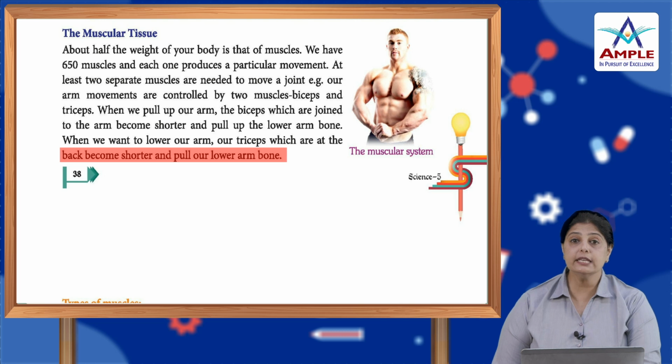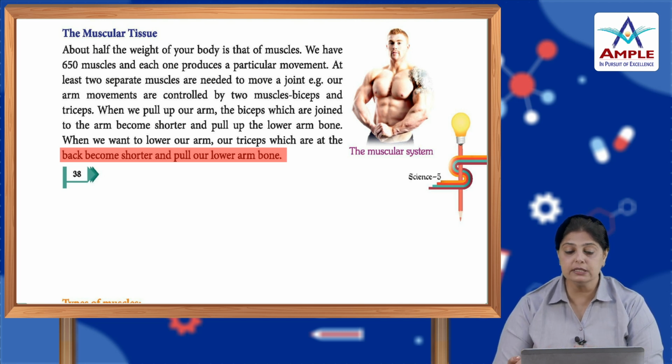So, the muscles help the bones in movement. For any particular movement, or to move a joint especially, there are 2 separate muscles involved. So, arm movements are controlled by 2 muscles, biceps and triceps.